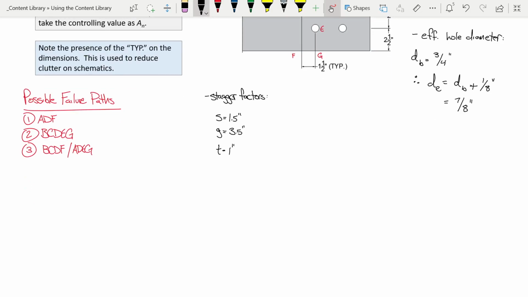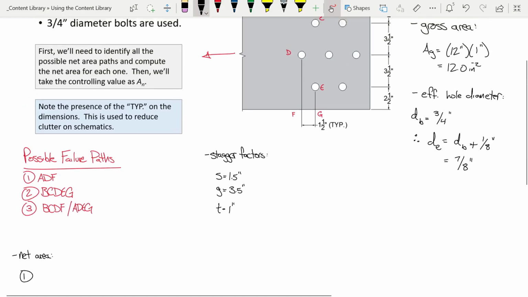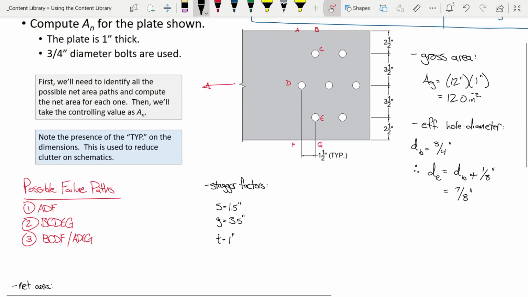So, here's our possible failure paths. Okay? I'm going to compute all of them. And you're going to see a pattern here, but just humor me for a little bit. Let me scroll up a little bit. Let's talk about path ADF. What is the formula? Here's the formula. I take the gross area minus the area lost due to the presence of bolt holes. How many bolt holes are along path ADF? 1.